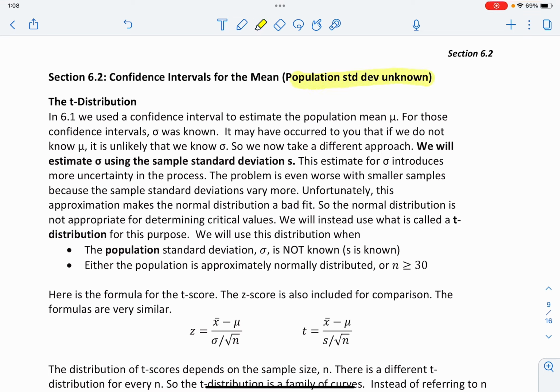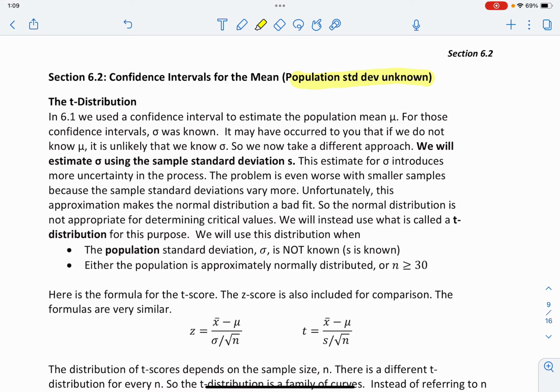In 6.1, we are always given that population standard deviation sigma. In this section, we don't have it, which maybe is more logical, right? Why would you know the population standard deviation when you don't know the population mean? So this section maybe is more frequently used.